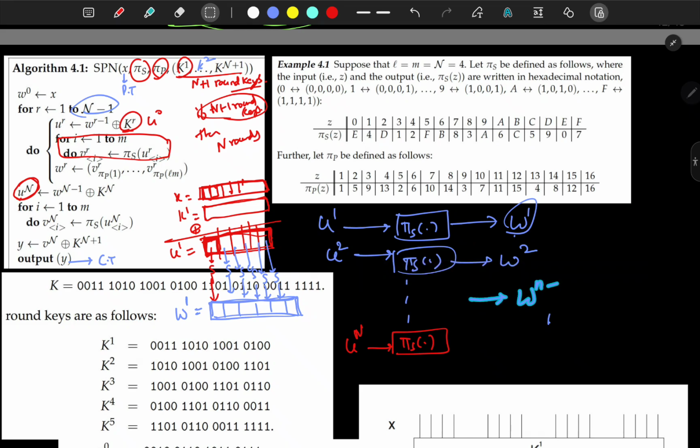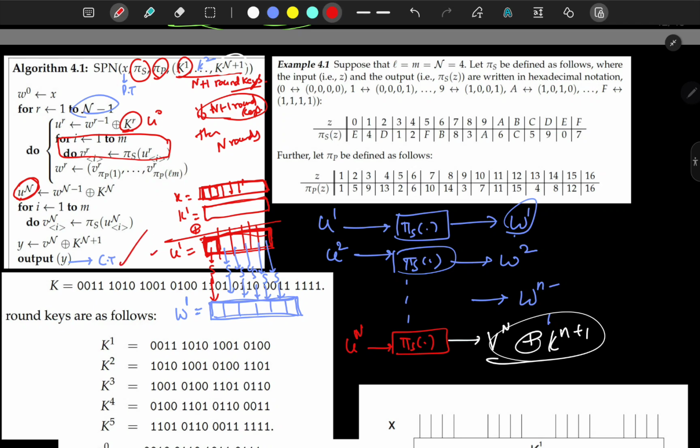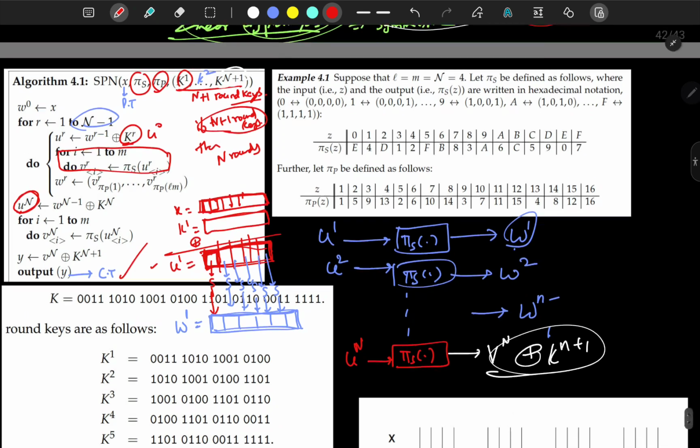What will un become? It becomes vn. Again, whatever vn comes out, we XOR with k(n+1), the (n+1)th round key, to get y. So this is finally the ciphertext. This is normally how the algorithm process works. This basic thing, you understand, no?